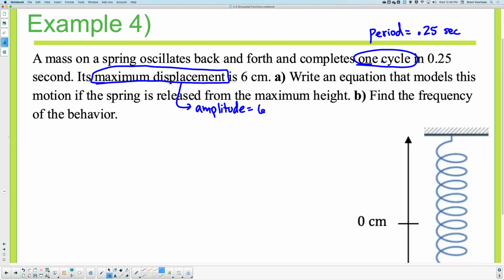It says write an equation that models the motion of the spring if it's released from its maximum height. Okay, if it's released, that means it starts at maximum. Which function is it if it starts at its maximum? Which one, sine or cosine, starts at its maximum? Cosine. This is a cosine function.